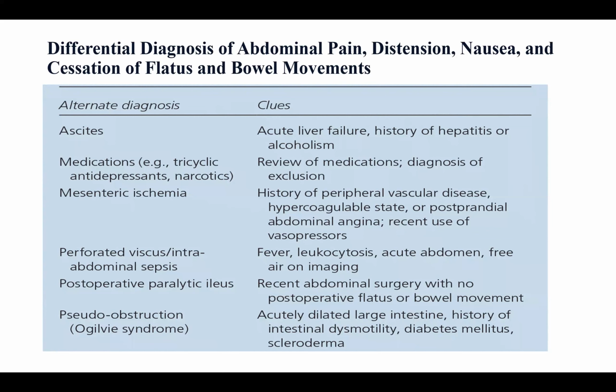So in other words, mesenteric ischemia is a part of it, obstruction, perforated viscus, acute pancreatitis, and postoperative ileus. Somebody has undergone cesarean section, comes after 3 days, 4 days, continuing. So that is where all these things come. Then OGLV is a pseudo obstruction.